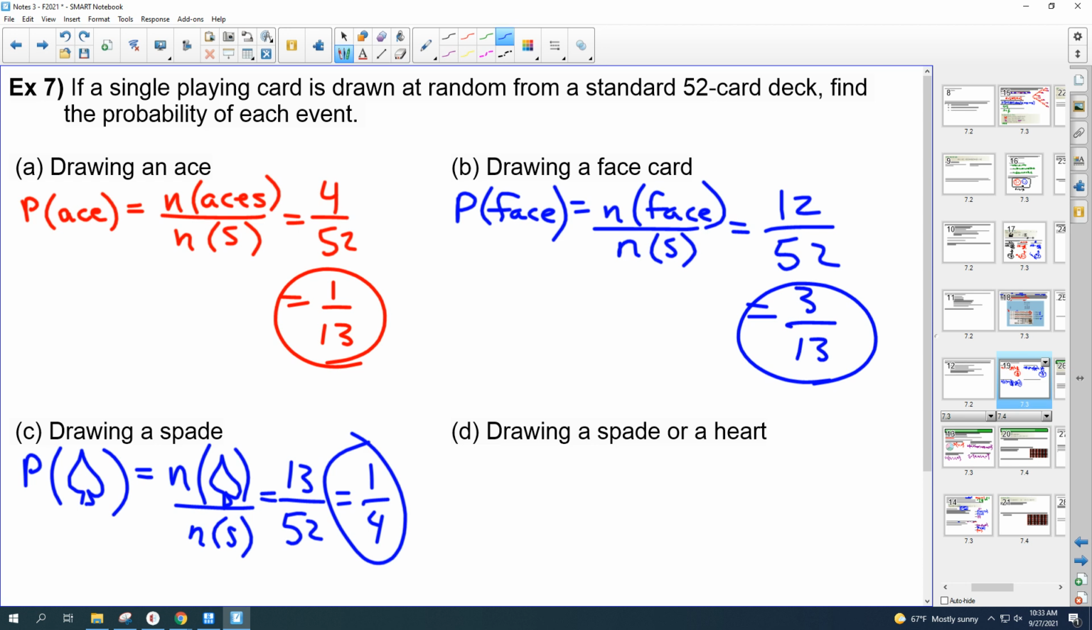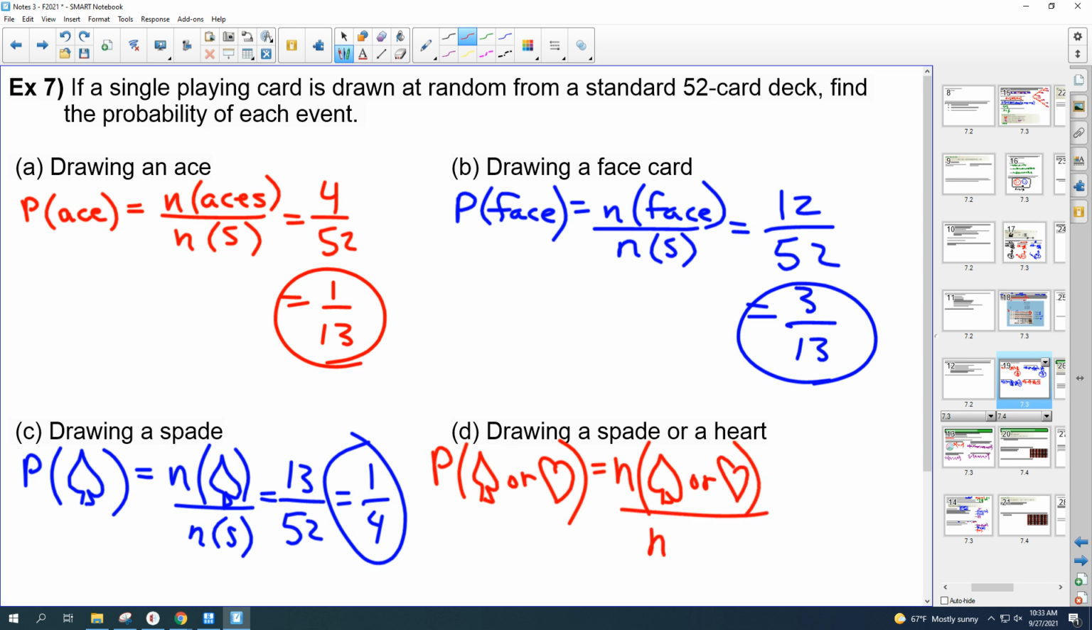Drawing a spade or a heart. So probability of a spade or heart. So the number of spades or hearts over the number in the sample space. Anybody know how many spades or hearts there are? 26, right? Okay. 26 out of 52 reduces to 1/2.